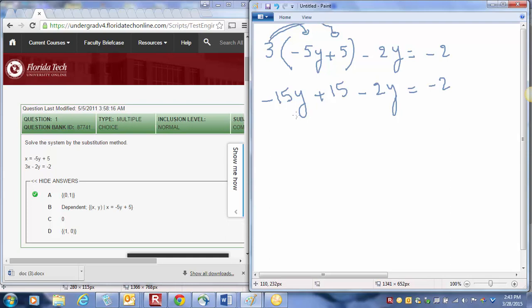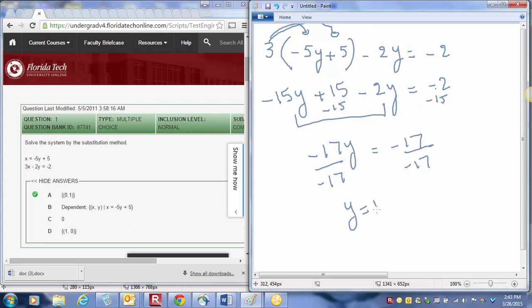So now I have, those two are called like terms, so these are negative 17y. Now this one I'm going to move it to the right, subtract 15 from both sides. So those will cancel, but this becomes negative 17. And to isolate y, I need to divide both sides by negative 17. So y would be 1. So now I have y equals 1.